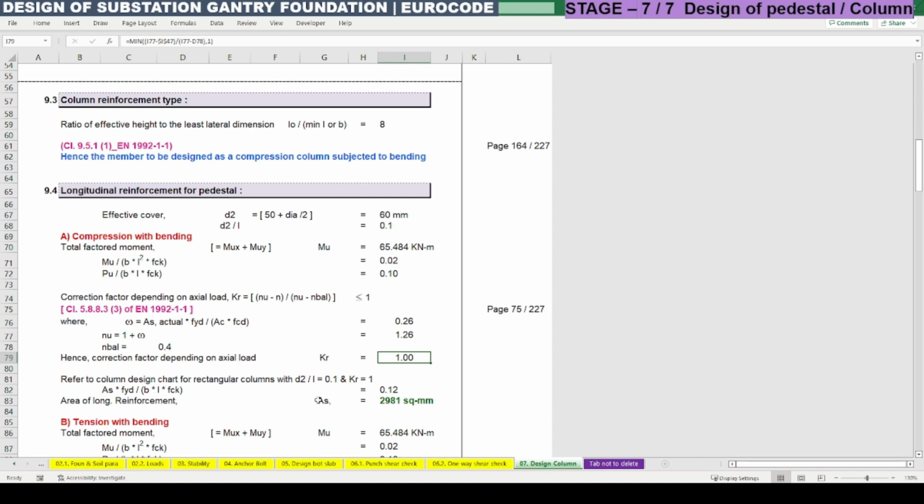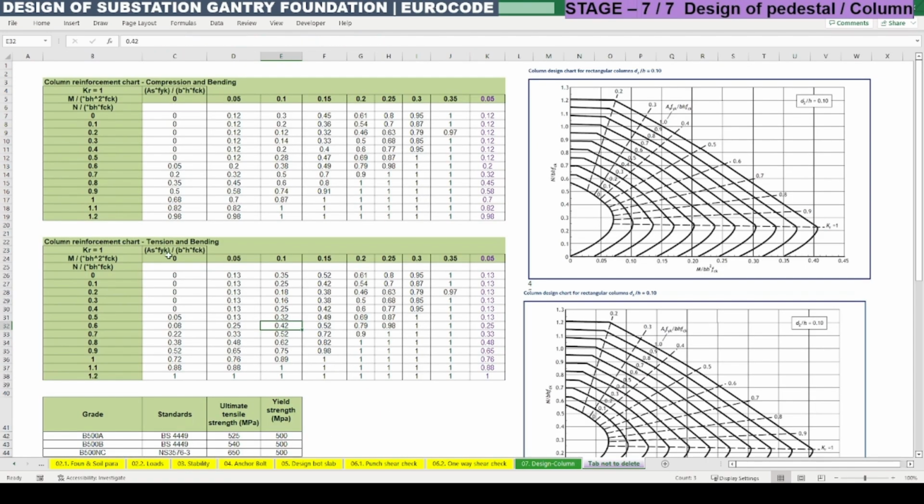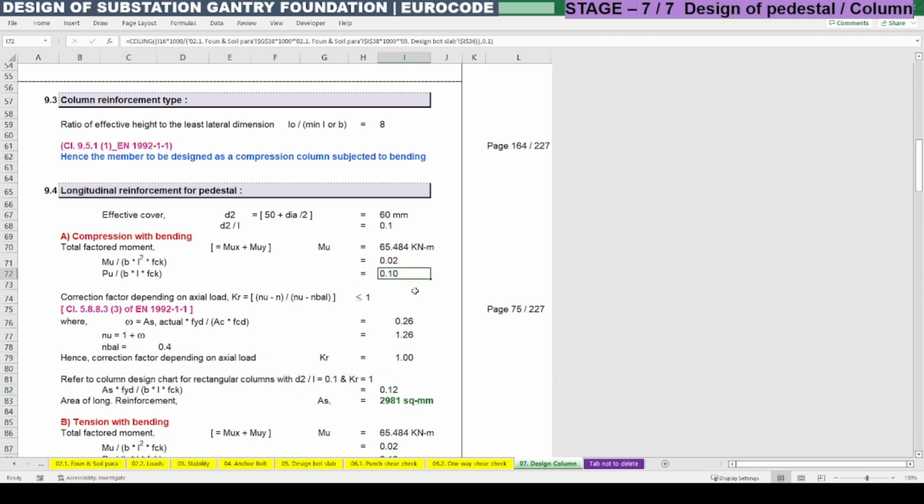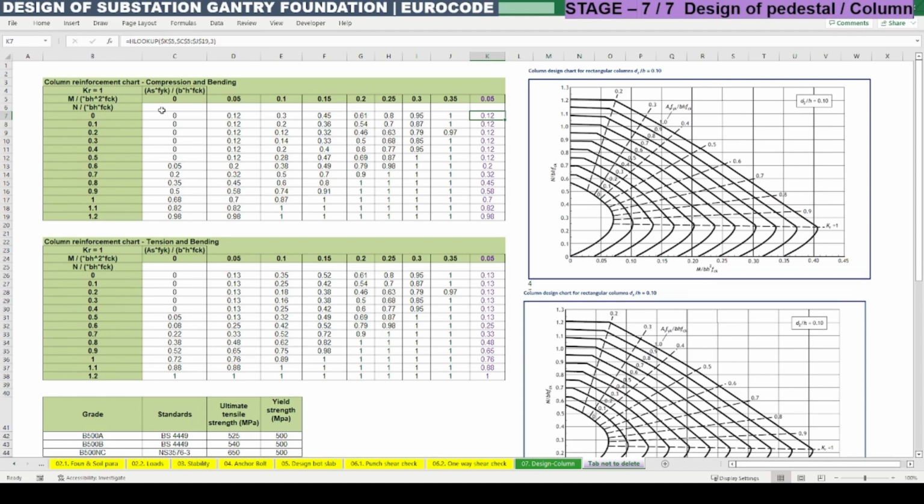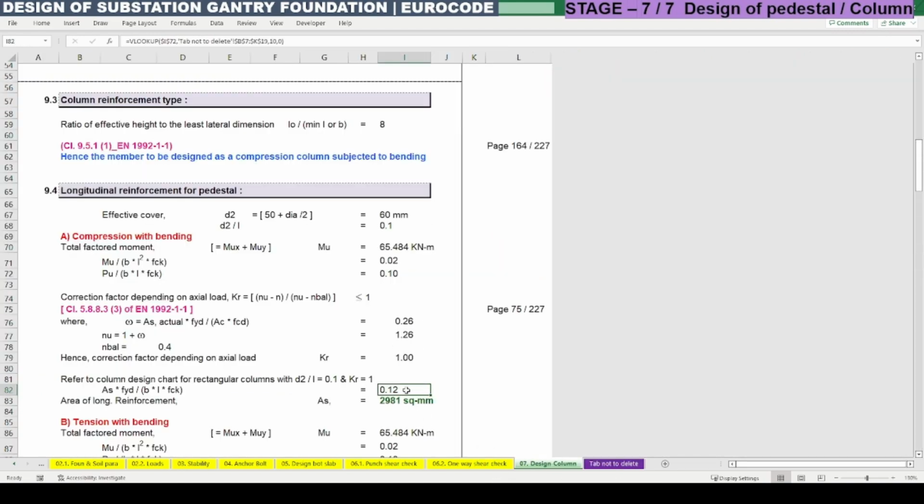Now we need to refer to the column design chart. This As fyk divided by b h fck value will be directly extracted from this table for the 0.05 M values by using this HLOOKUP equation. And the n value we already calculated, n divided by b h fck is 0.1. So accordingly this VLOOKUP equation will pick up the value from here, and that is now 0.12.